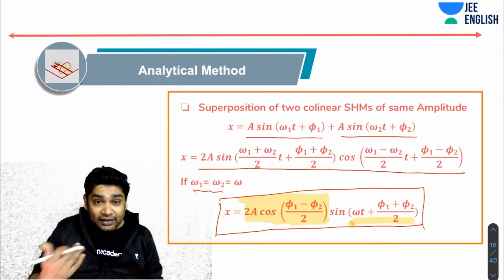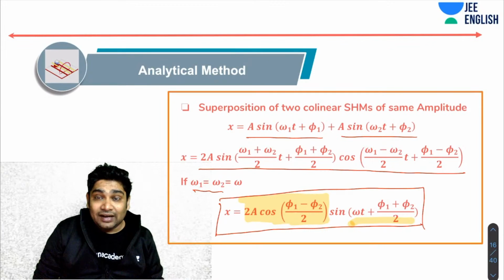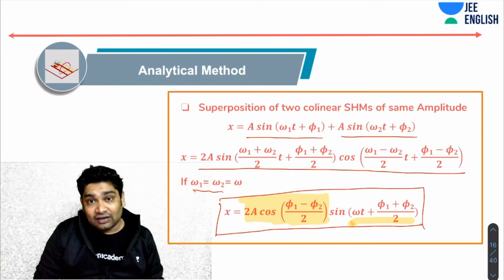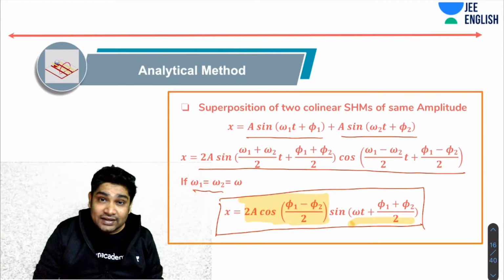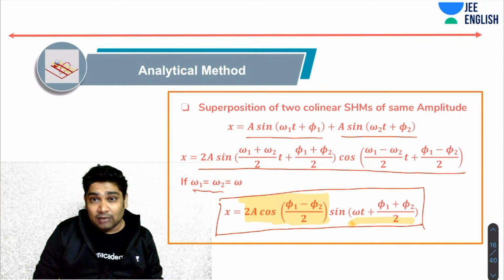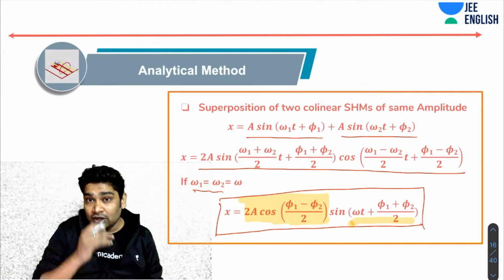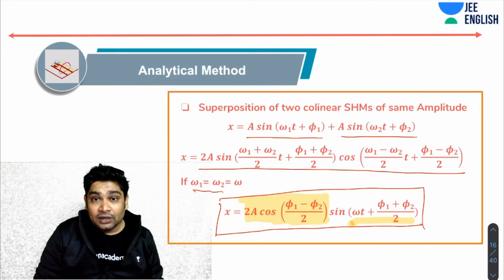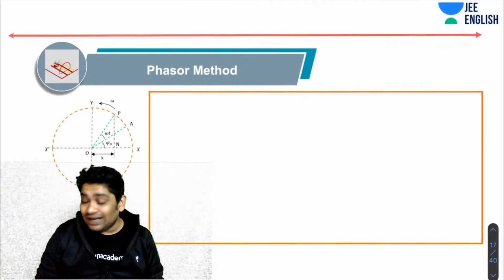So in this particular special case where omega 1 equals omega 2 and the amplitudes are equal, the resultant motion is in fact SHM only. Okay, otherwise the sum of harmonic functions is going to be harmonic. So it might be oscillatory, but it might not be SHM every time. Okay, this particular case only results in an SHM. Okay, so that is one method.